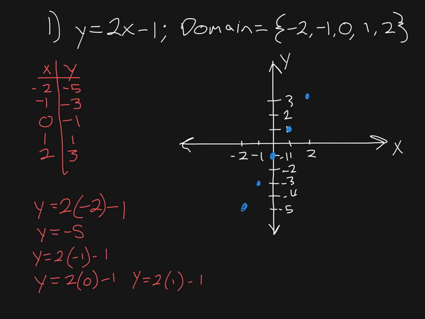Now, we only have 5 points here because we only have 5 values in the domain. This is very important. Because we only have 5 values in the domain, we're only going to have 5 points. We're not going to connect them with a line. We're not going to draw any arrows. Those are the only 5 points. 5 inputs, 5 outputs, 5 points on this function.